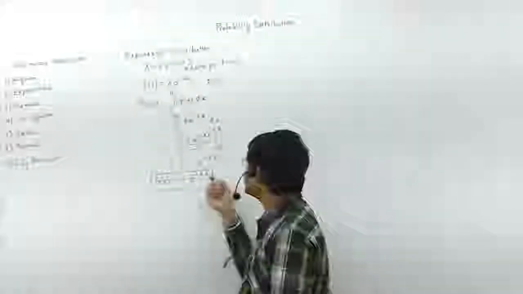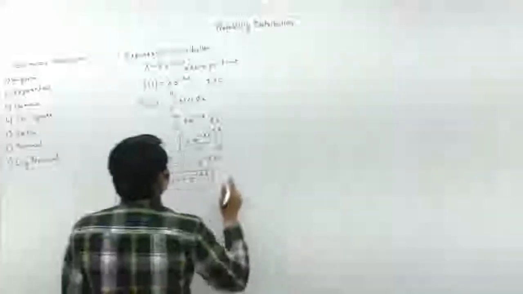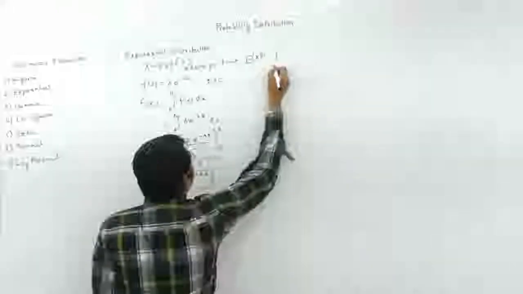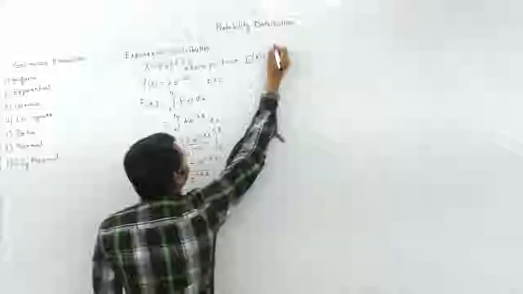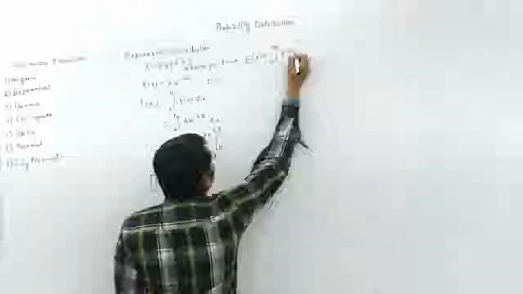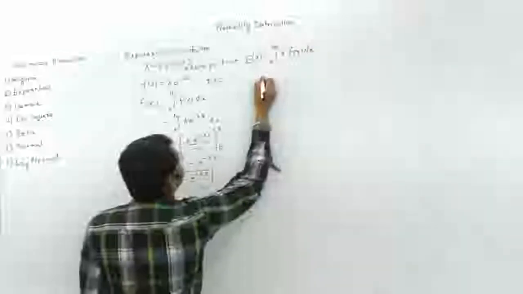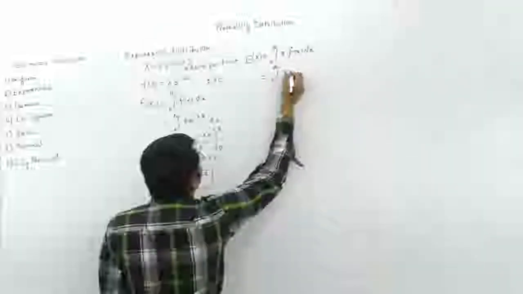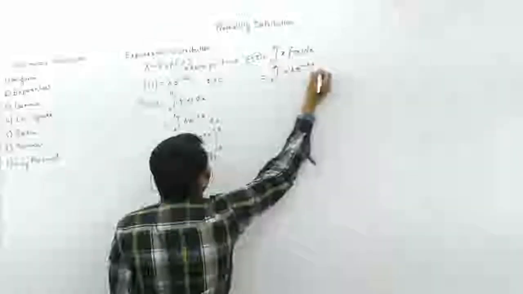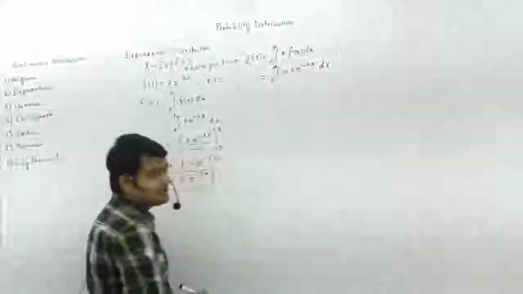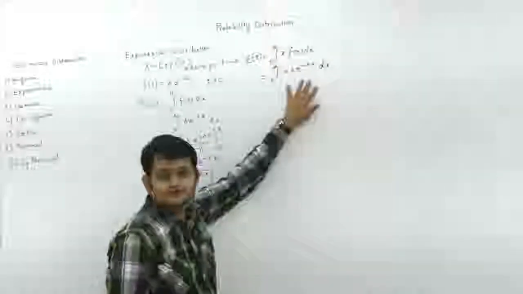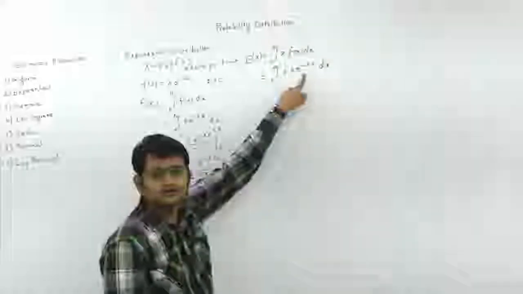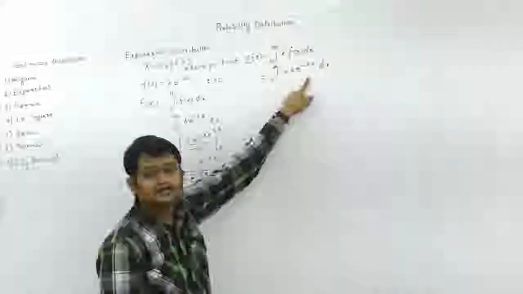Then next, let's find expected value. So expected value is nothing but integration for all values of x. So therefore 0 to infinity x into fx dx. Now whenever you have this kind of term where there is a function of x multiplied to another function of x, we need to use integration by parts.